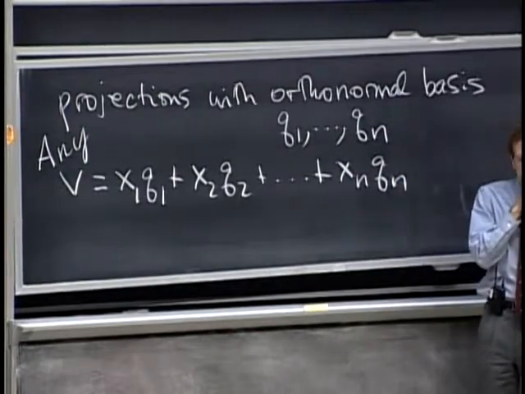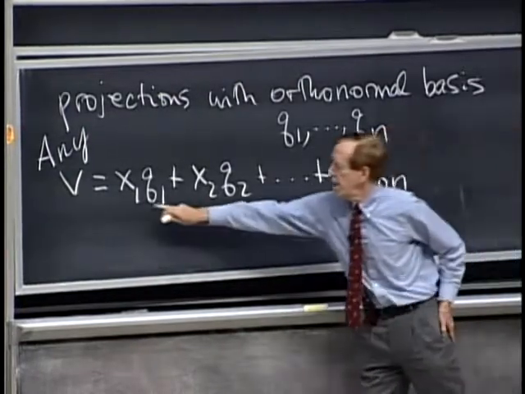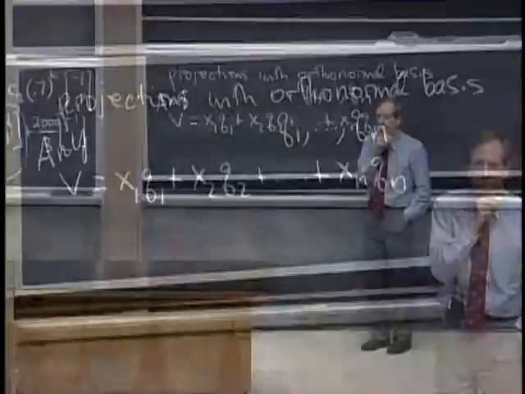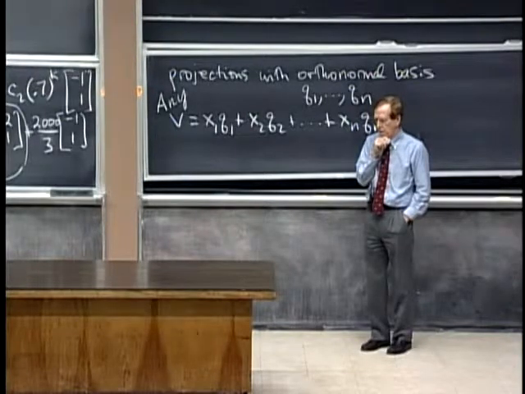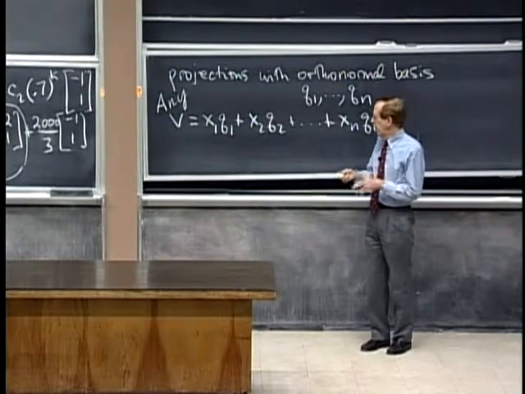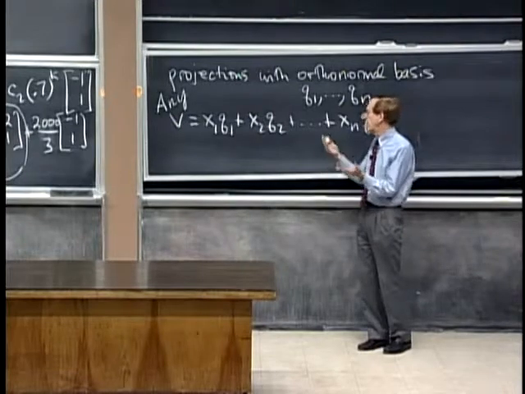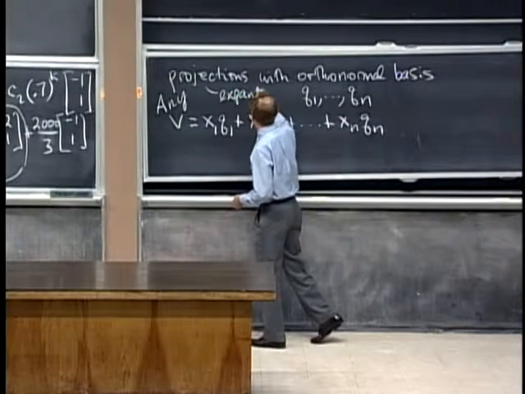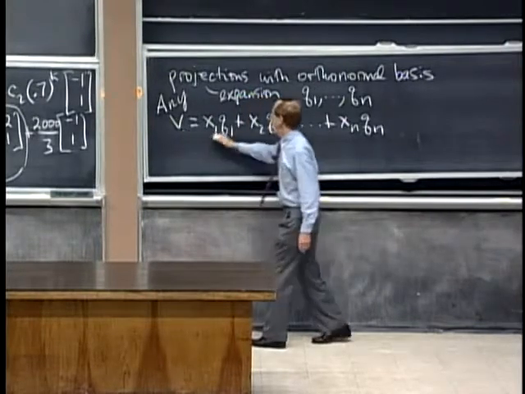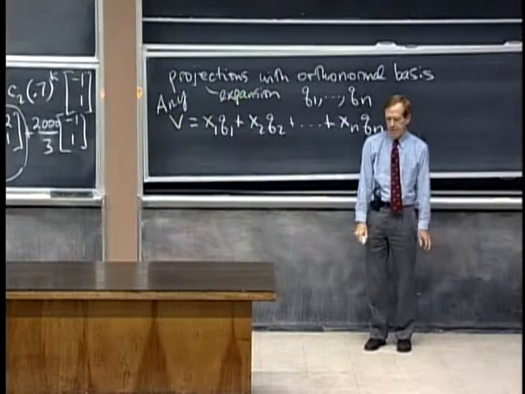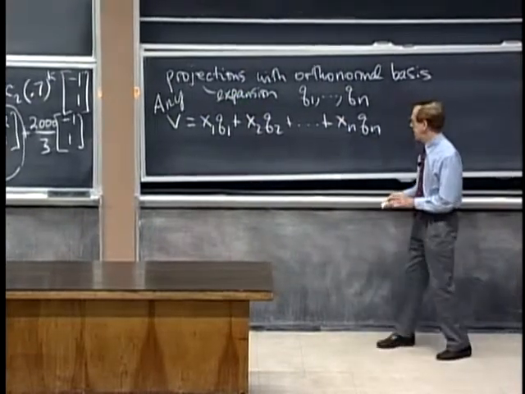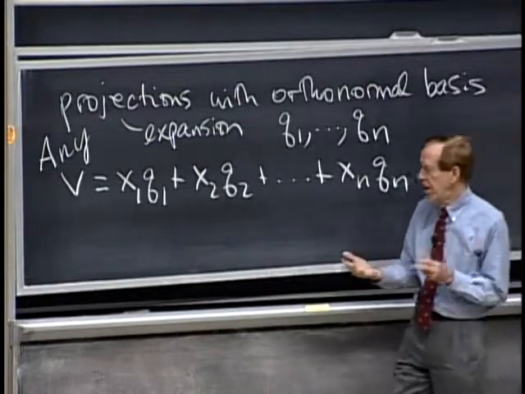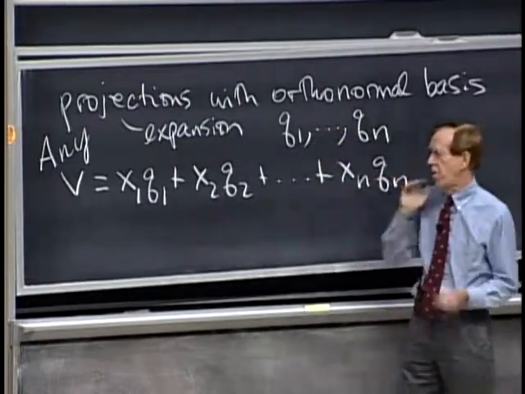I just want you to tell me what those amounts are. What are x1? What's x1, for example? So I'm looking for the expansion. This is really a projection. I could really use the word expansion. I'm expanding the vector in the basis. And the special thing about the basis is that it's orthonormal. So that should give me a special formula for the answer, for the coefficients.